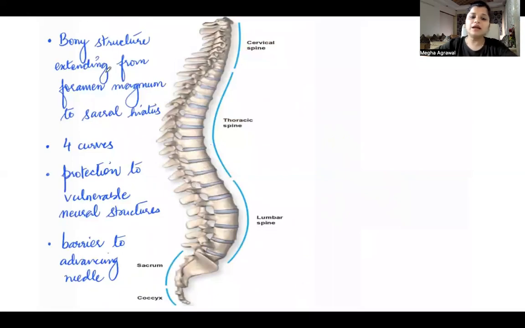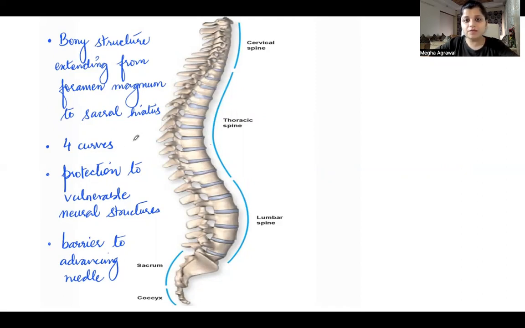Vertebral canal, as we all know, is on our backs, it is the spinal canal. It is the bony structure extending from foramen magnum to sacral hiatus. Okay, so it is extending from foramen magnum to sacral hiatus. And it has four curves. This vertebral canal has four curves. Two curves are primary and two are secondary.